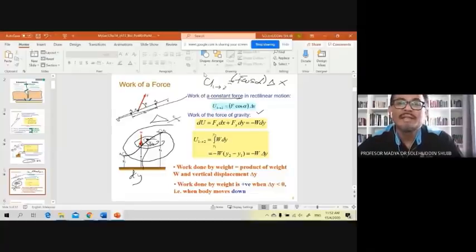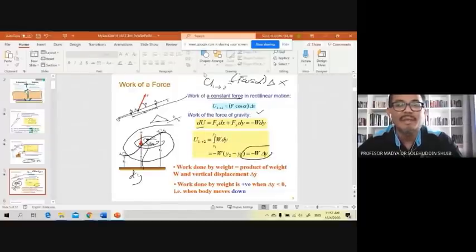So for work and energy, work of force of gravity, we have dU equal to Fx dx plus Fy dy. We take the datum, going down, so we have a minus W, minus W dy. So work done from 1 to 2 is minus W delta y, where delta y is here.